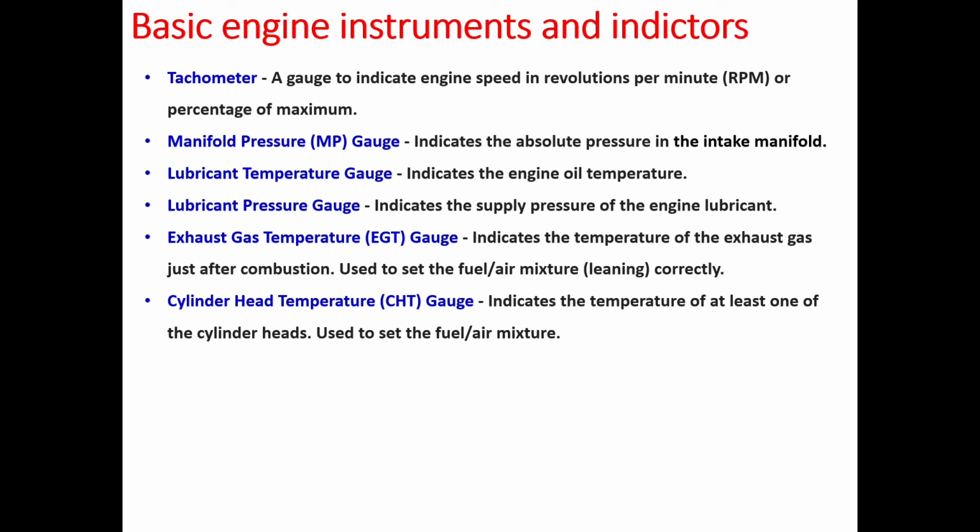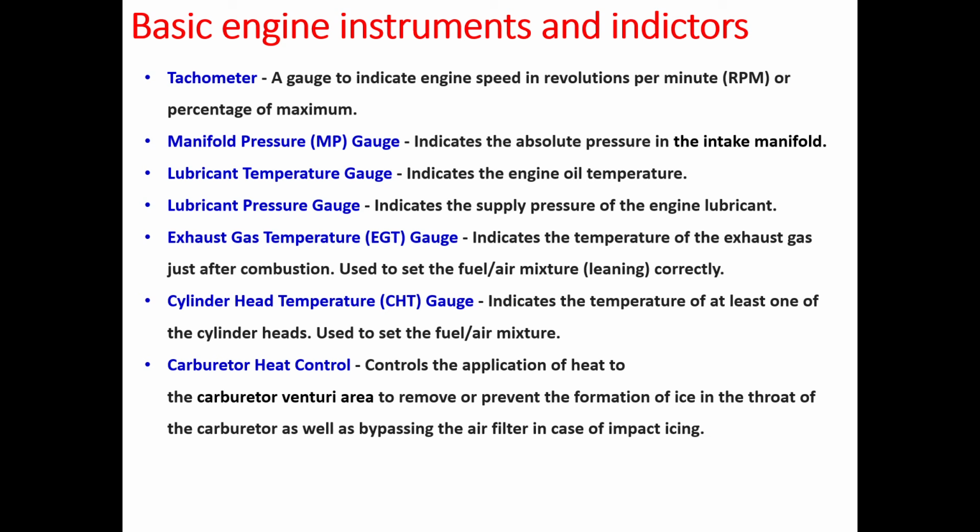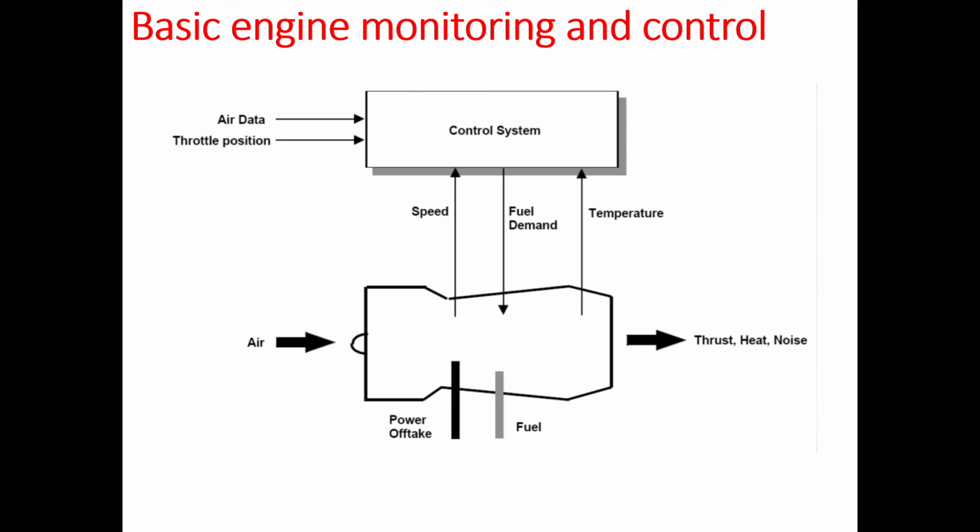To be brief, we have the cylinder head temperature gauge, and we have the carburetor heat control in the carburetor systems, of course, the older system. We also have the alternate air control, which controls the bypass of the air over the jet engines and fuel injected engines. And this is a schematic of the engine control system.